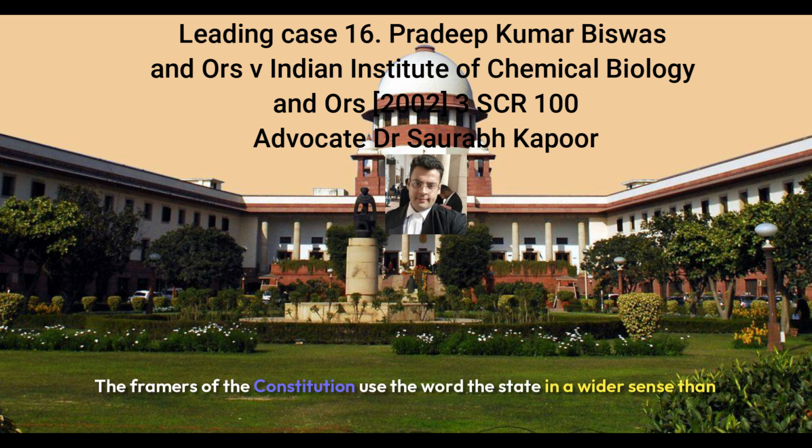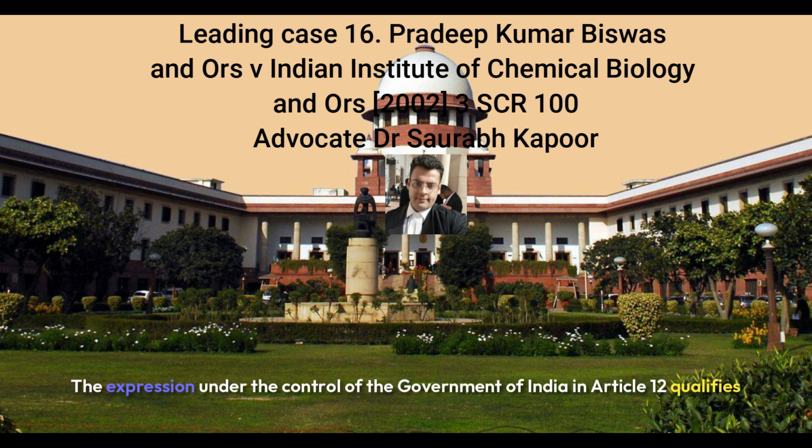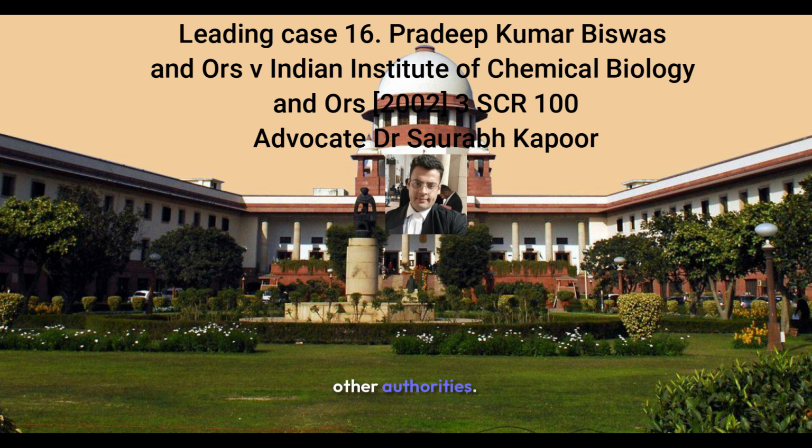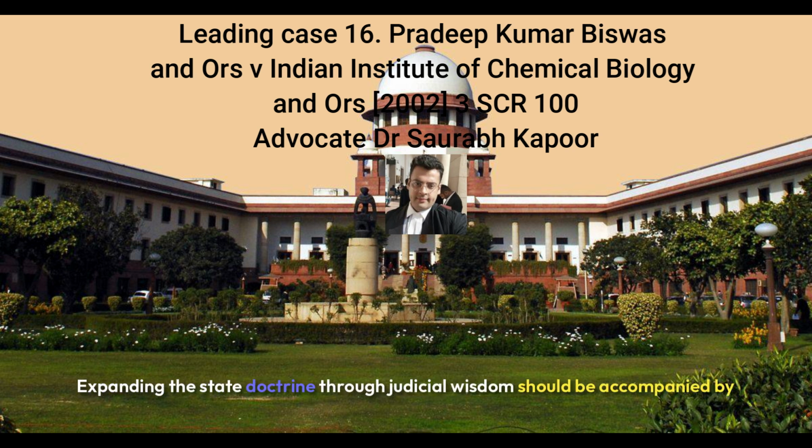The framers of the Constitution use the word the state in a wider sense than usual, including other authorities as long as they are within the territory of India or under the control of the Government of India. The expression under the control of the Government of India in Article 12 qualifies other authorities. 11. Limitations on expanding state doctrine. Expanding the state doctrine through judicial wisdom should be accompanied by wise limitations to prevent overreach.